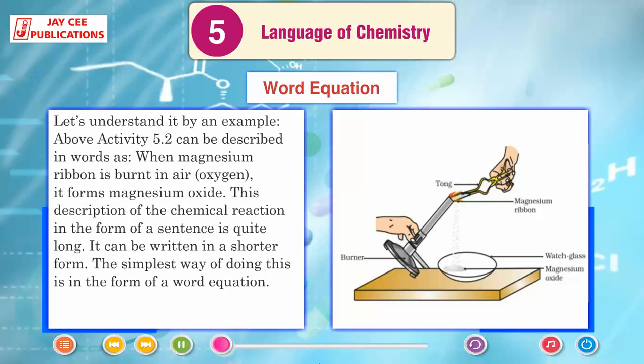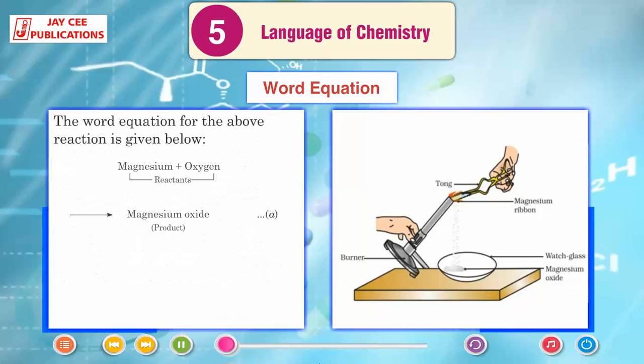This description of the chemical reaction in the form of a sentence is quite long. It can be written in a shorter form. The simplest way of doing this is in the form of a word equation. The word equation for the above reaction is given below. Magnesium plus oxygen (reactants) gives magnesium oxide (product).